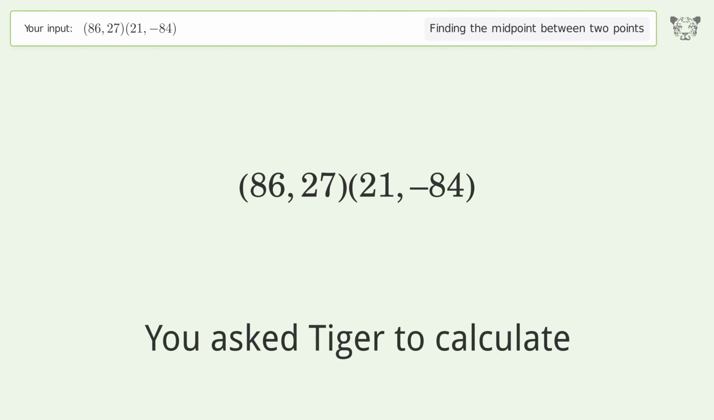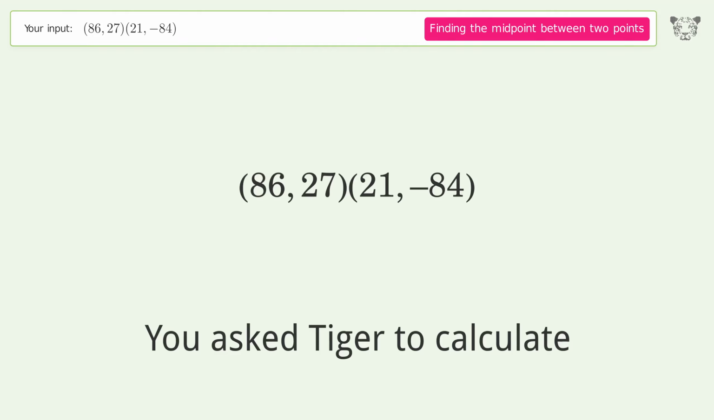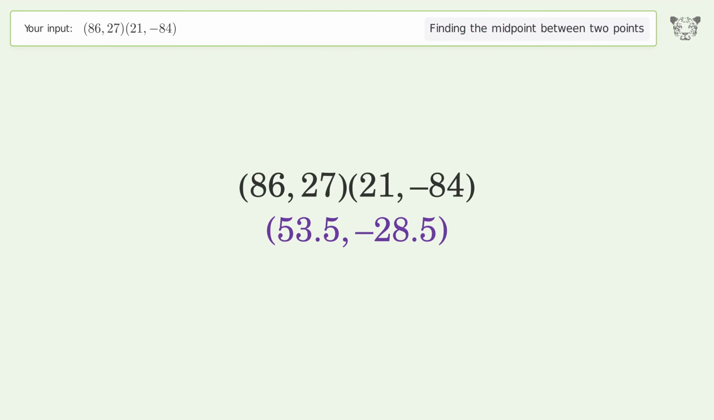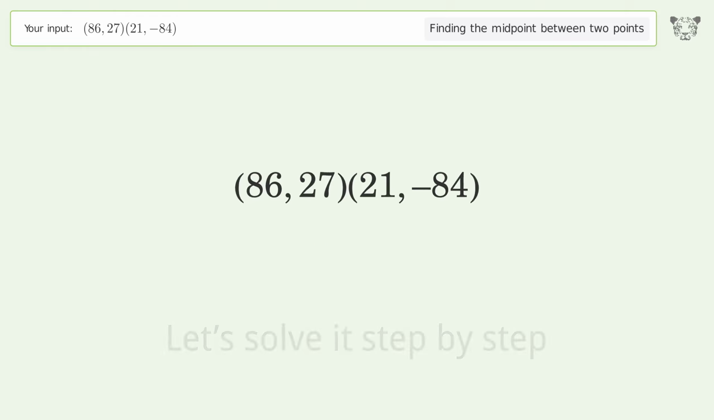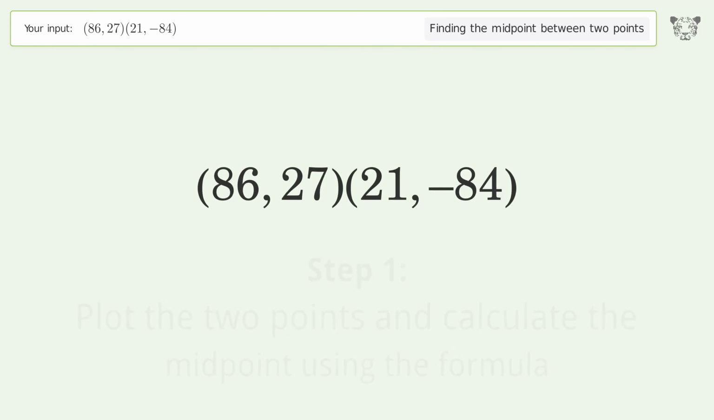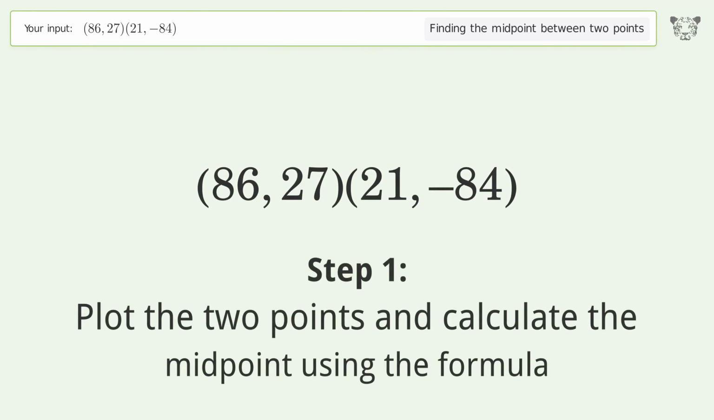You ask Tiger to calculate. This deals with finding the midpoint between 2 points. The midpoint between the 2 points is 53.5, negative 28.5. Let's solve it step by step. Plot the 2 points and calculate the midpoint using the formula.